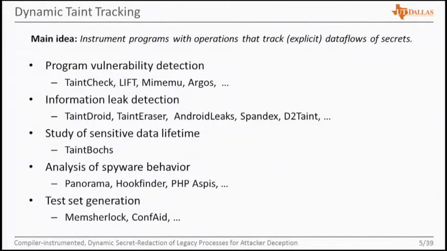A well-known technique to track the data flow of secrets as a program executes is dynamic taint-tracking, which basically instruments programs with operations that track the explicit data flows of secrets at runtime. Many applications use dynamic taint-tracking, for instance, to detect vulnerabilities in programs, prevent leakage of sensitive information, or even analyze the behavior of malware.